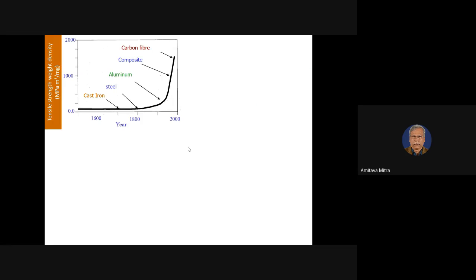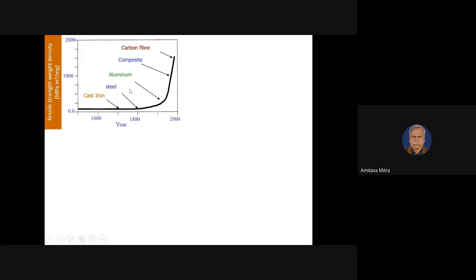And this shows that in the last centuries, there is a tremendous development of newer materials, which lead to an increase in the strength of the materials relative to the weight density. What it means is, the strength of the materials is higher with the minimum weight, and the material becomes lighter and lighter. You see, it is the strength of the material over density. So cast iron, steel, and then aluminum is much lighter than the composite and the carbon fibers.